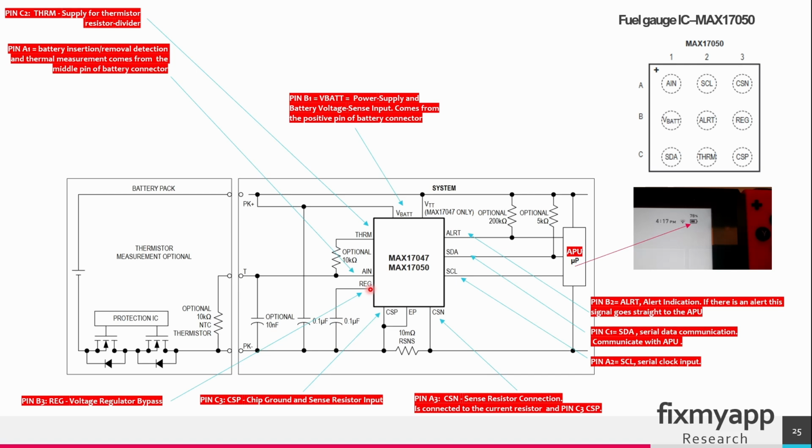Then you have a voltage regulator bypass pin. I don't know what this pin does. Then we have the current sense positive pin that is connected to this sense resistor here, and the current sense negative pin, also connected on this side of this current sense resistor. So this is on the ground line, and this current sense resistor calculates the remaining capacity of the battery.